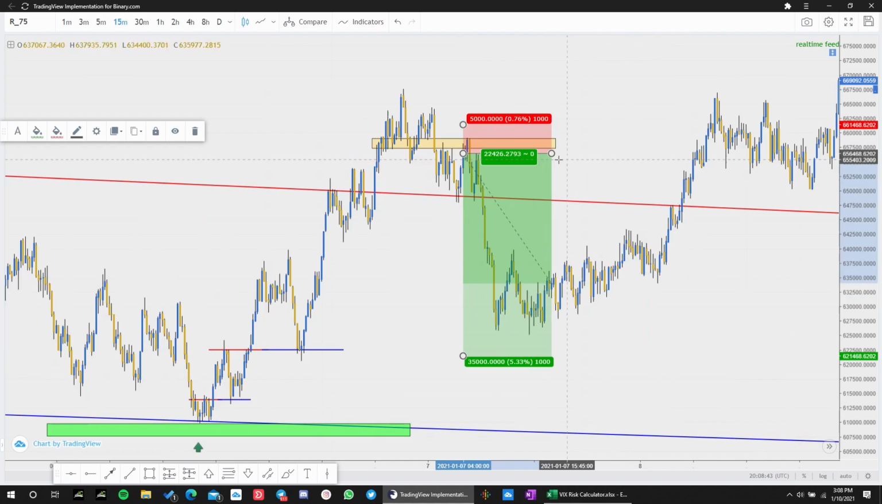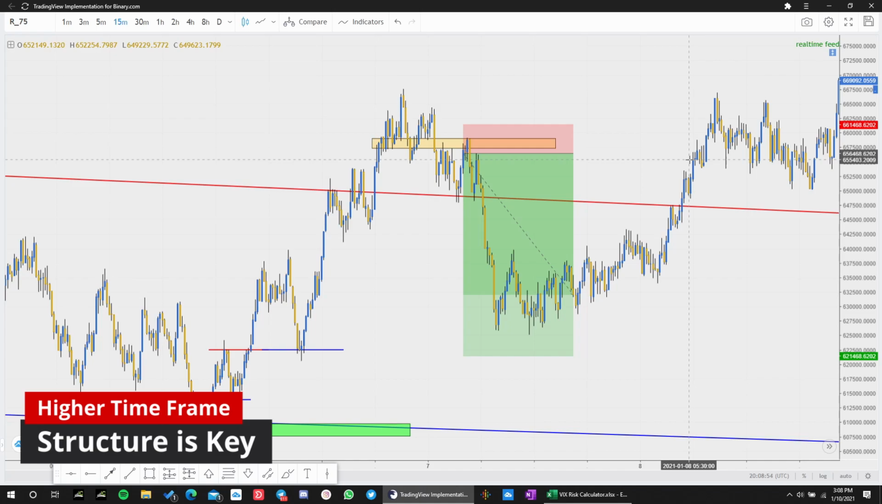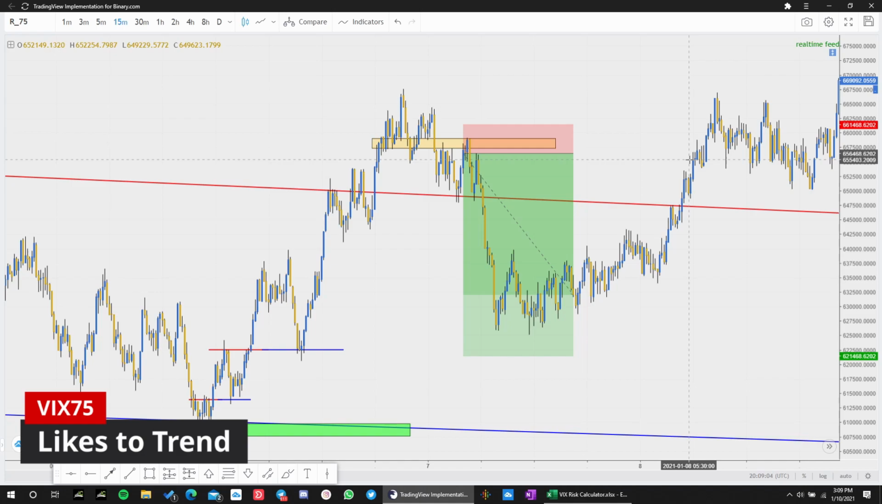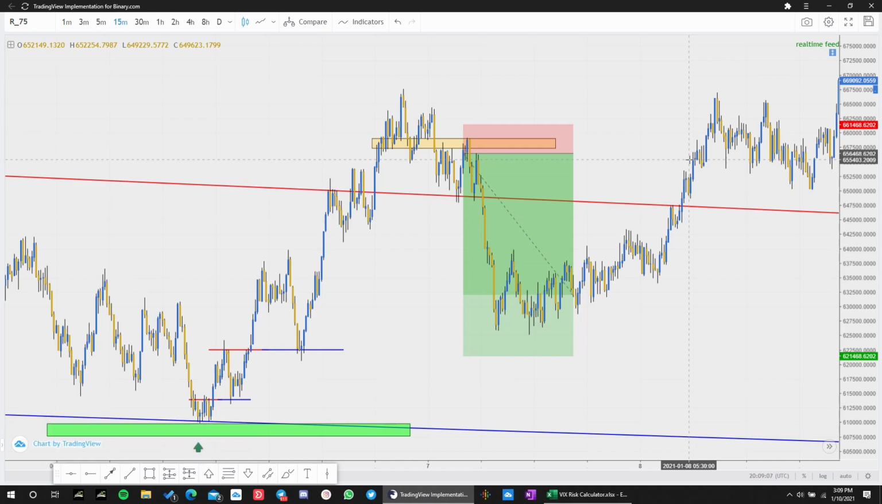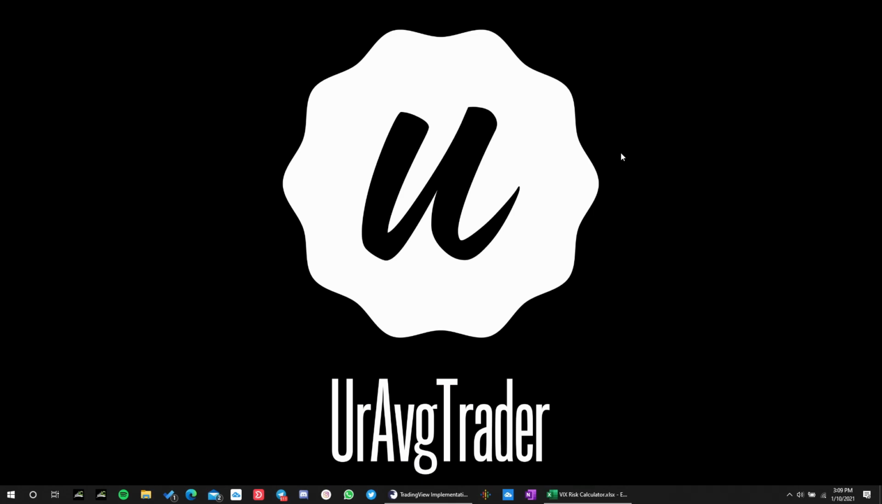Now the reason for that is because on the higher time frame we broke the structure, so we were bullish now. So we have to always know where we are on the higher time frame, which is why it's always best to stick with the higher time frame structure and trend, so you can avoid making silly counter trend trades, as VIX likes to trend. So it's much easier to get in with the trend than to try to find reversals. You get me? Alright guys, so try this the next time you look at a VIX75 chart in a trending market, and maybe you can find yourself some great setups that way.